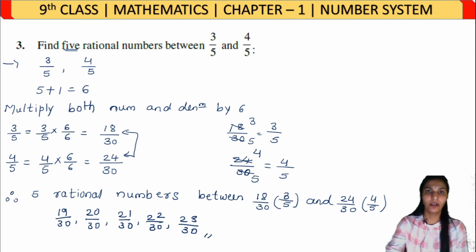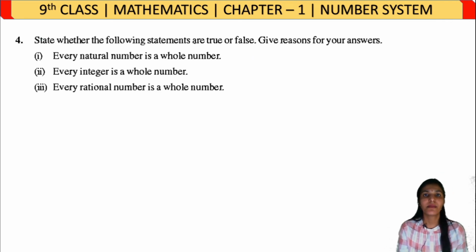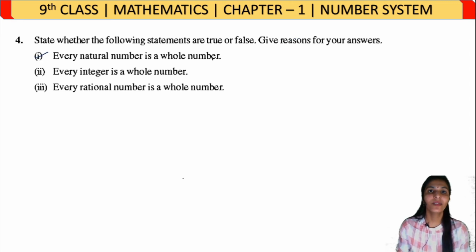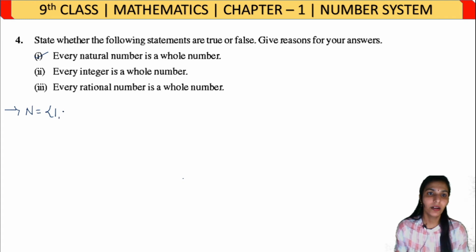So now next question. State whether the following statements are true or false and give reasons for your answer. Every natural number is a whole number. For this, we have to recall the definition of natural number. According to natural number, the numbers start from 1, 2, 3 and end with a countless number. And according to the whole number, it includes 0 plus all the natural numbers.